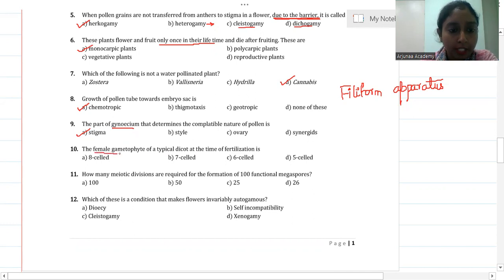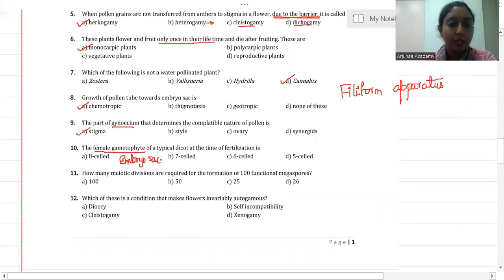Then 10th question, the female gametophyte of a typical dicot at the time of fertilization. Your female gametophyte means it is the embryo sac. Embryo sac is considered as a female gametophyte. And the mature embryo sac, we know, will contain 8 nuclei. So it is 8 nucleated and it has 7 cells. So it is 7 celled and 8 nucleated. So the answer will be option B, 7 celled.